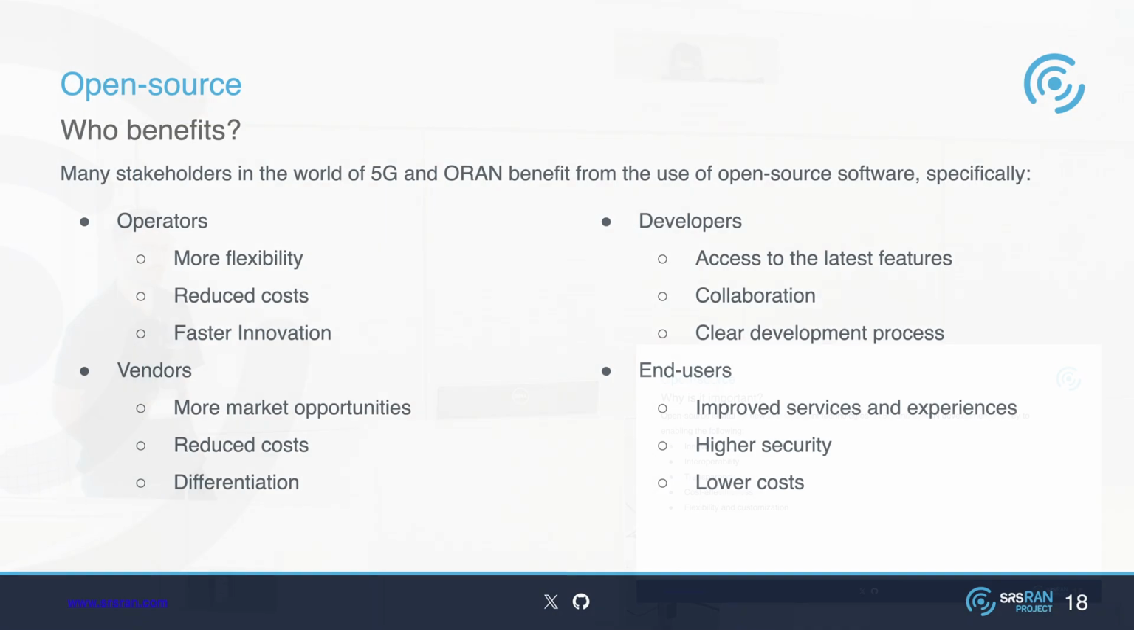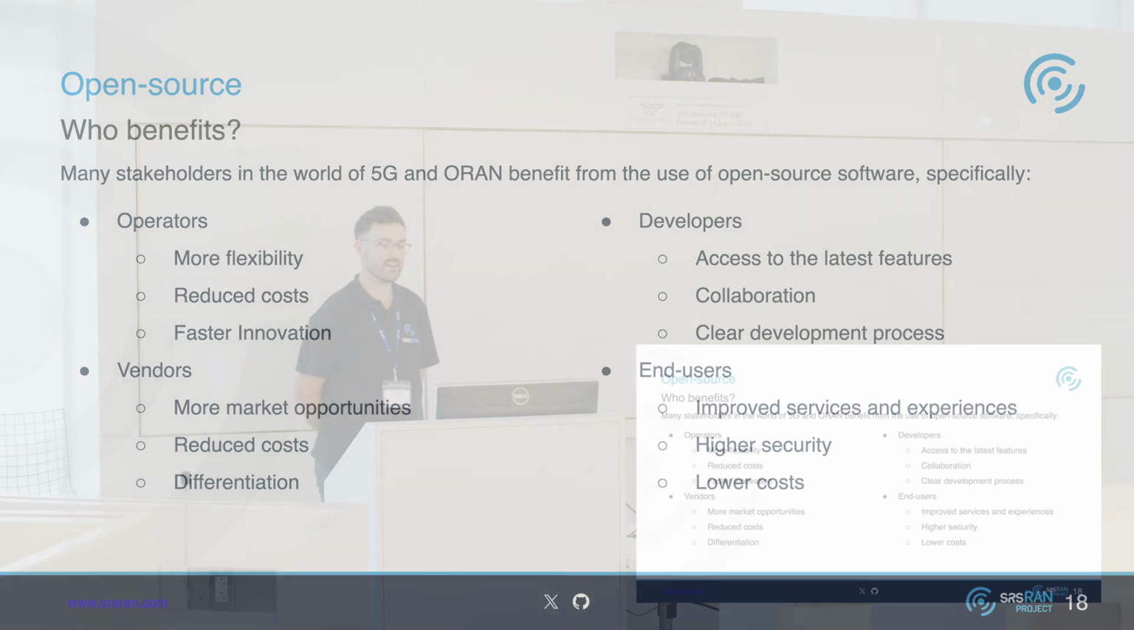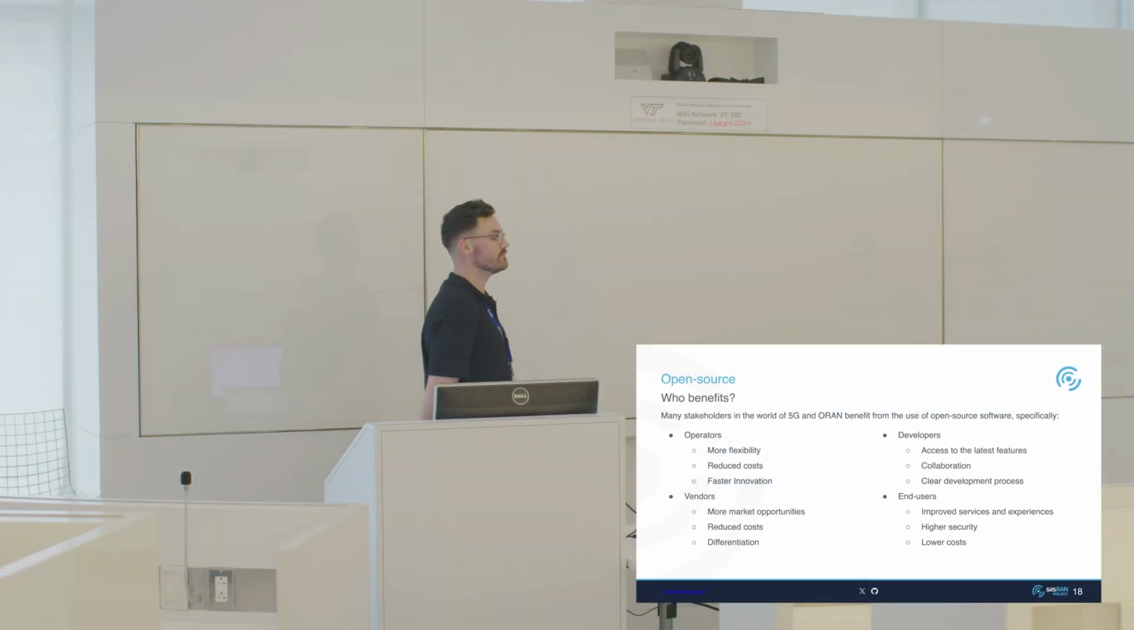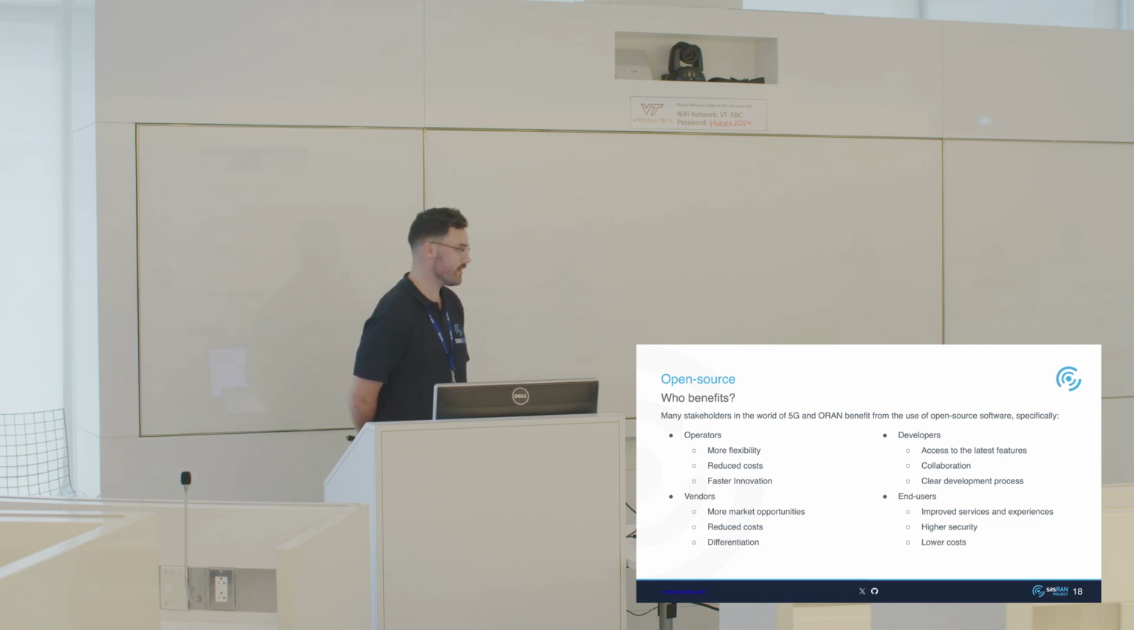Developers using open source code have access to the latest features. There's high collaboration between the developers using the code and the developers of the code. And there's a clear development process. So all open source projects will have a clear roadmap. Or some sort of roadmap. It may not always be clear, but at least there's something to go, hey, this feature is coming down the line.